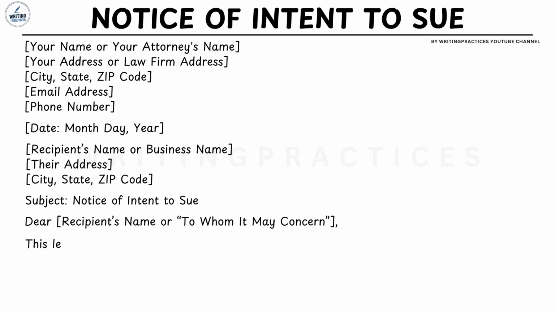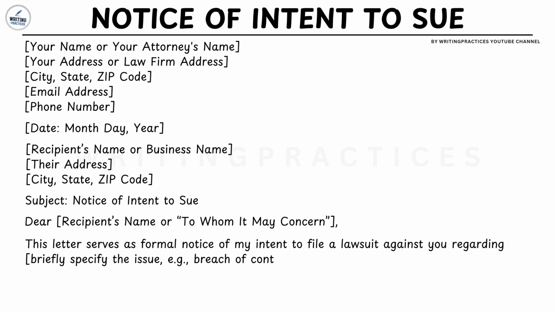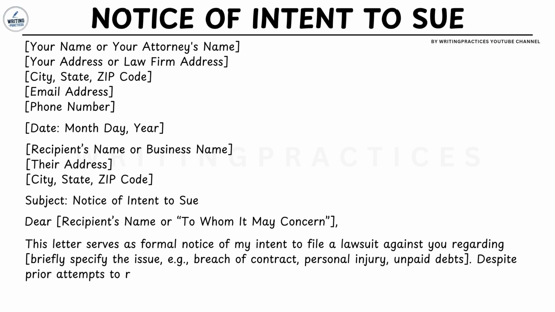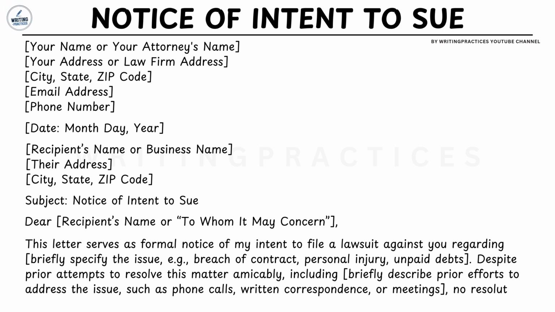Body paragraph 1. Purpose of the letter. The first paragraph lays out why you're writing. For example, this letter serves as formal notice of my intent to file a lawsuit against you regarding, briefly specify the issue, such as breach of contract, personal injury, unpaid debts. Despite prior attempts to resolve this matter amicably, including, describe efforts such as phone calls or meetings, no resolution has been reached. This introduction makes your intentions clear and summarizes your previous efforts to resolve the issue. Mentioning your attempts to address the matter shows good faith and can work in your favor if the case escalates.